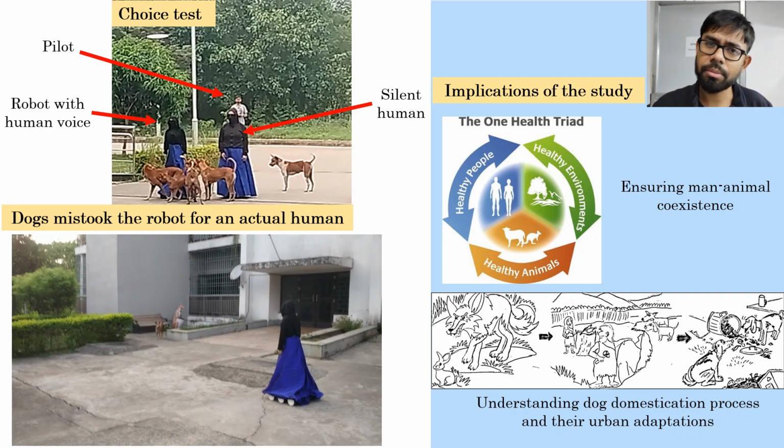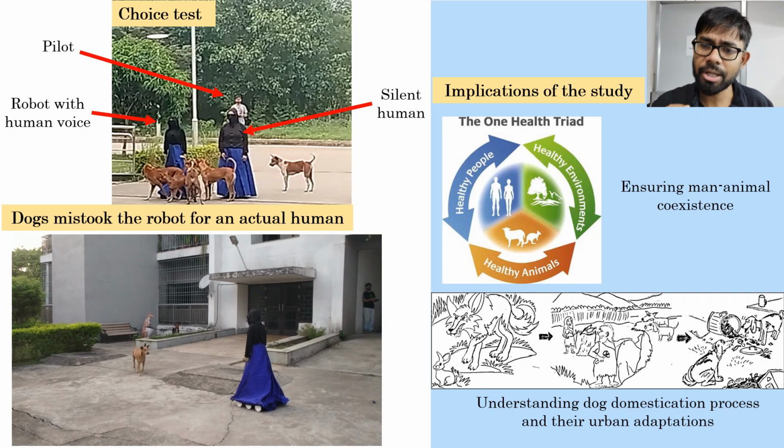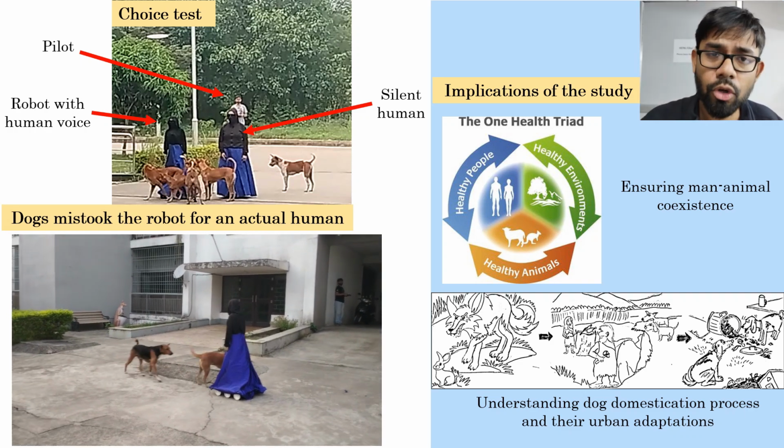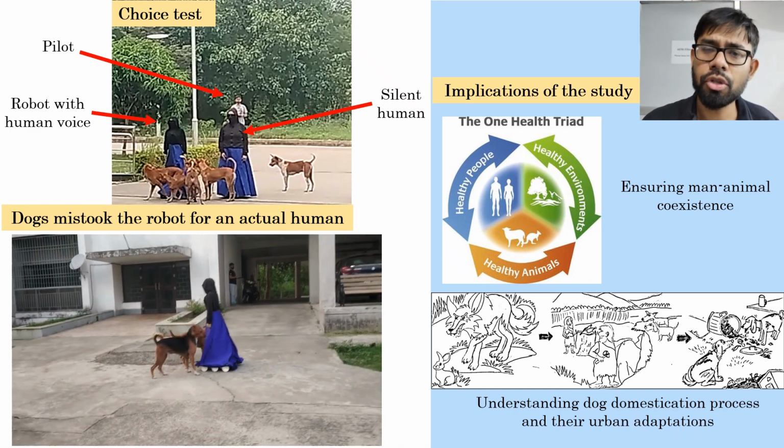Secondly, these free-ranging dogs are representative of the proto-dog conditions, and by understanding their interactions with humans, we gain a better understanding of the domestication process. I hope that through my work, I can provide a small contribution to both these topics.